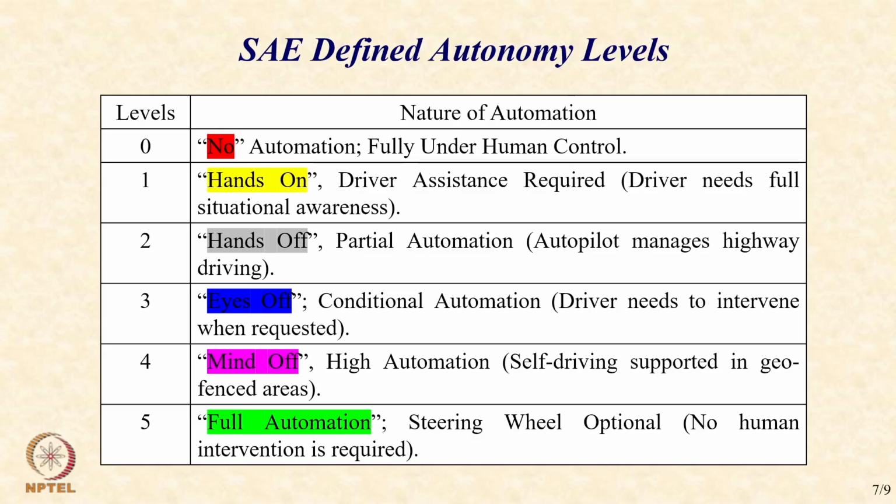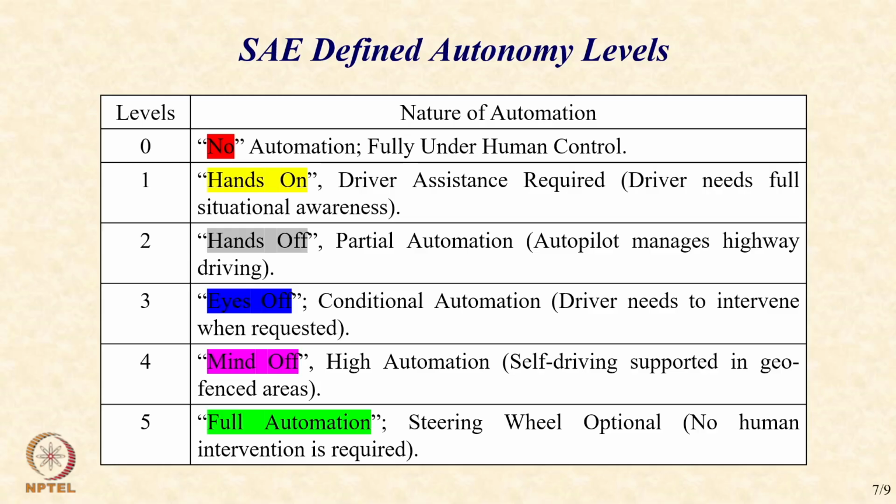Now, the next level, which is level 4, is still considered a very high level of automation or autonomy. It is called mind off, meaning that now you do not even need to think that you are driving the vehicle. The car is sufficiently able to manage the driving operation, and typically in areas which are geo-fenced, the car completely drives itself, you do not have to worry about it.